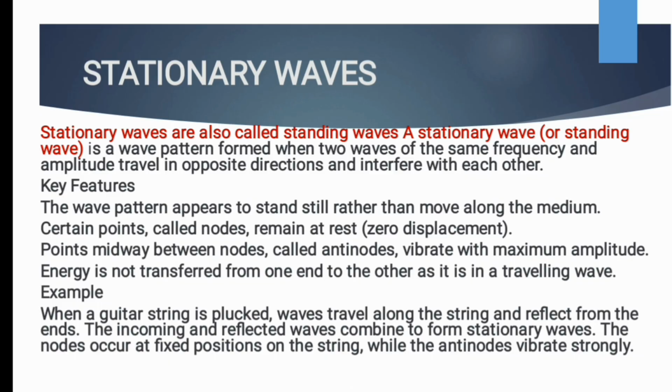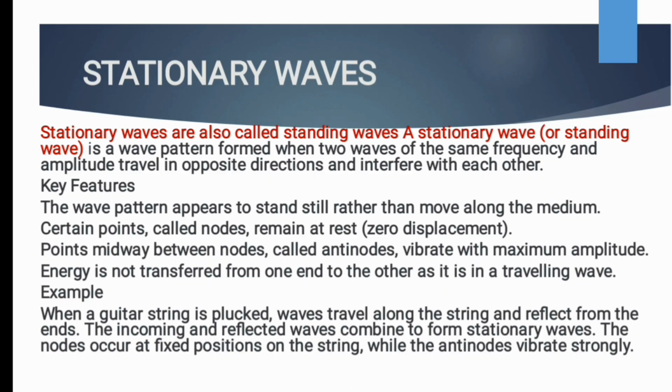Some of the key features are: the wave patterns appear to stand still rather than move along the medium. They have certain points called nodes which remain at rest, that is zero displacement. Then we have points midway between nodes, called antinodes, which vibrate with the maximum amplitude. And energy is not transferred from one end to the other as it is in a traveling wave. The stationary wave stays at a fixed point, that's why it is called a standing wave.